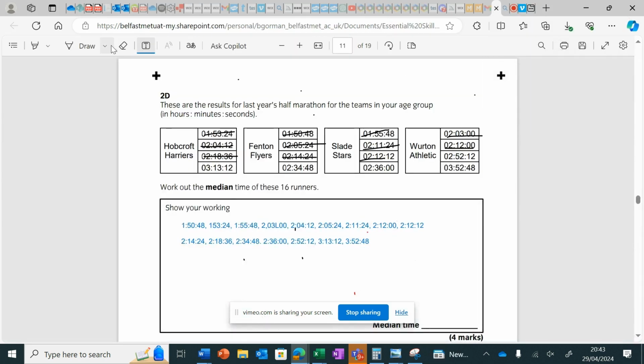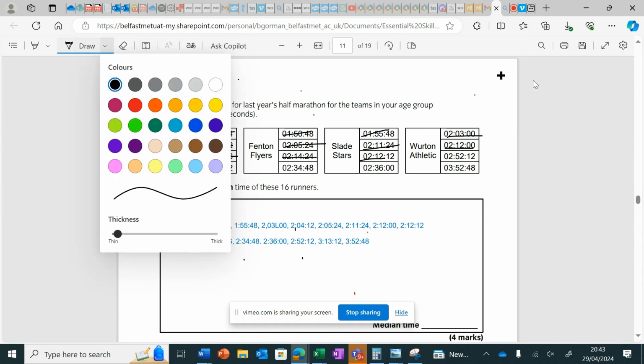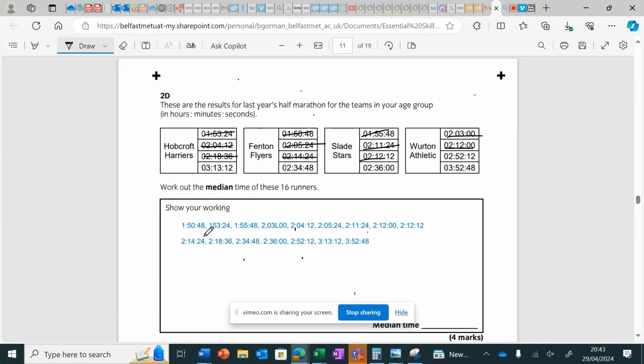So just fix these up a little bit to make it easier for us. We line them up, put them in order from smallest to largest, which was difficult. And then we tick them off bit by bit till we come to the middle. Just like so. Makes your life a little bit easier. And in this case, we've got 2 in the middle. If you get 1 in the middle, great, you write it down. If you get 2 in the middle, you add them up and divide by 2.